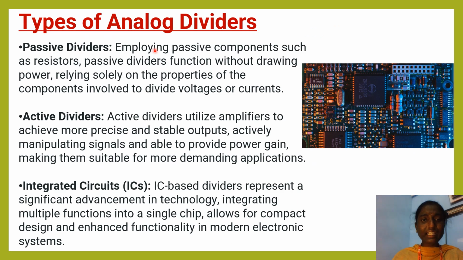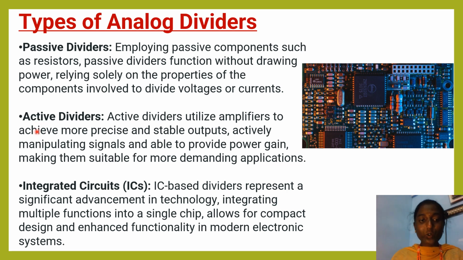Now types of analog dividers. So we have three types of analog dividers. What are they? Passive dividers, active dividers, and integrated circuits, that is ICs. Passive dividers employ passive components such as resistors. Passive dividers function without drawing power, relying solely on the properties of the components involved to divide voltage or currents.